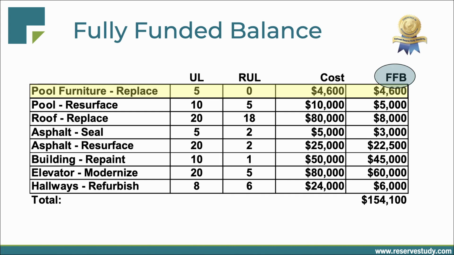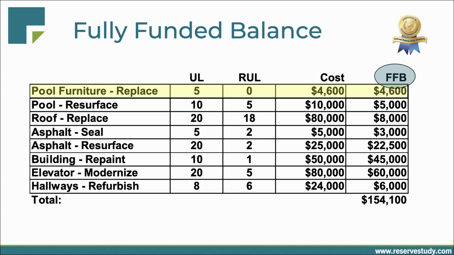If you take that reserve component list that I showed a moment ago and you add another column over at the right, we'll call that the fully funded balance column. That's a calculation of the current needs of the association. We talked about the pool furniture needing $4,600, the pool resurface being at $5,000, and you can see what's going on here. Another easy one to see will be building repaint.